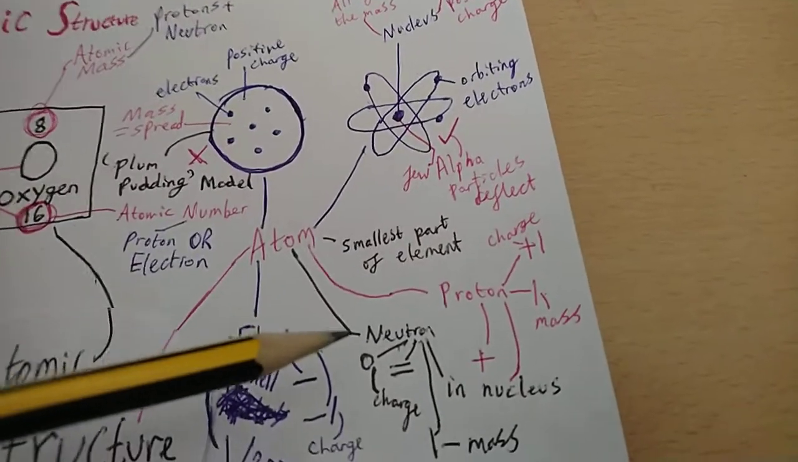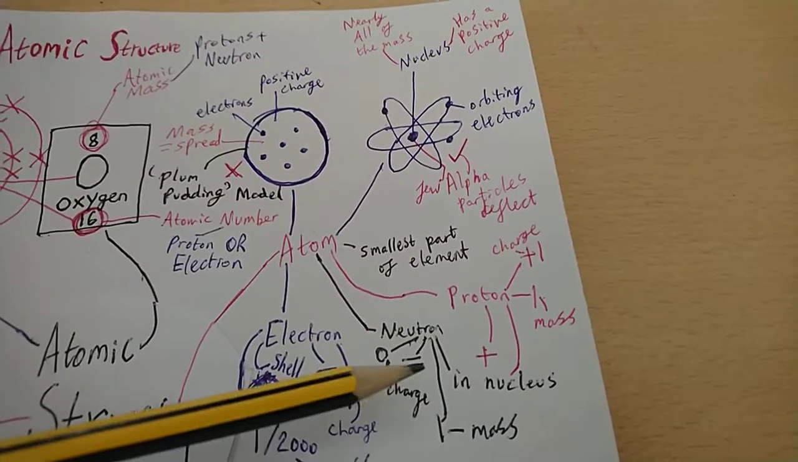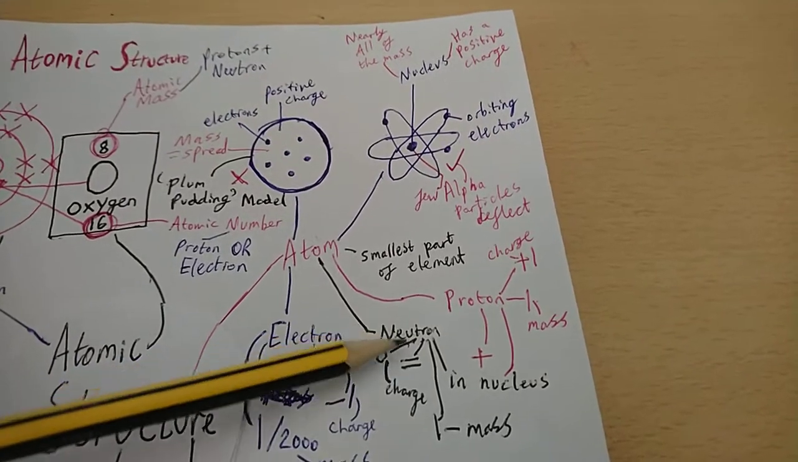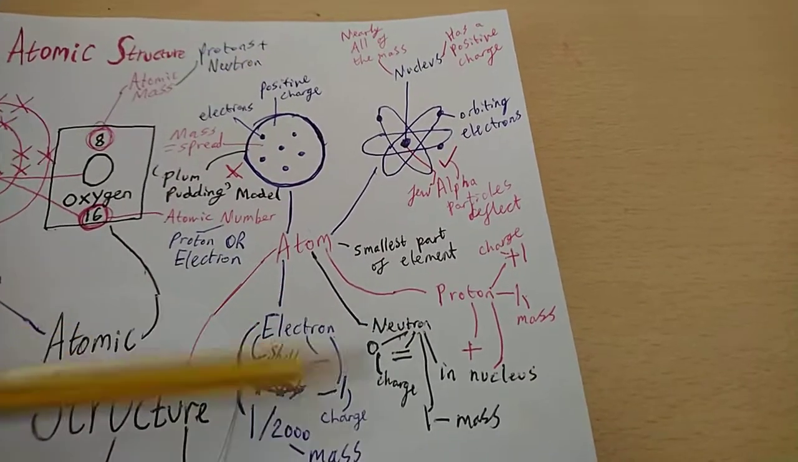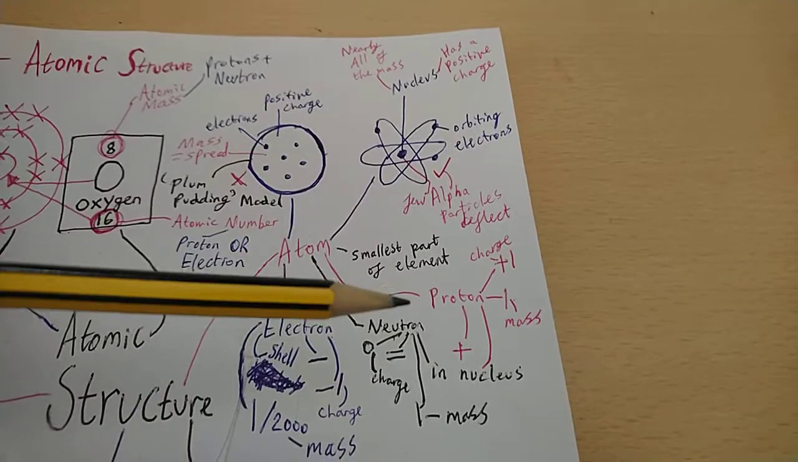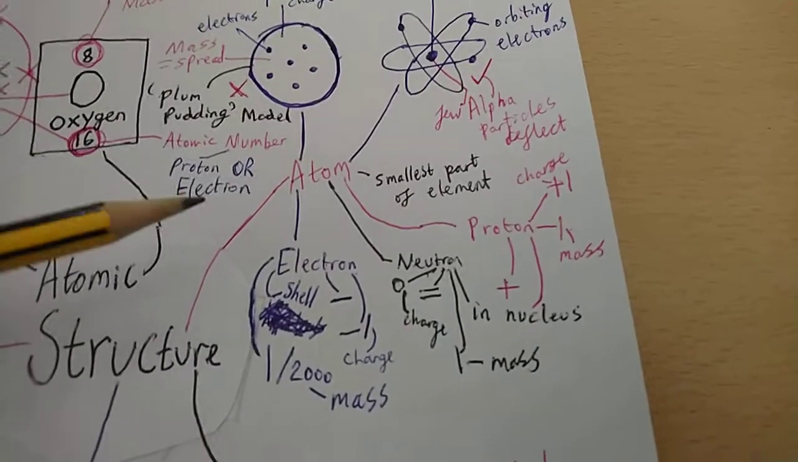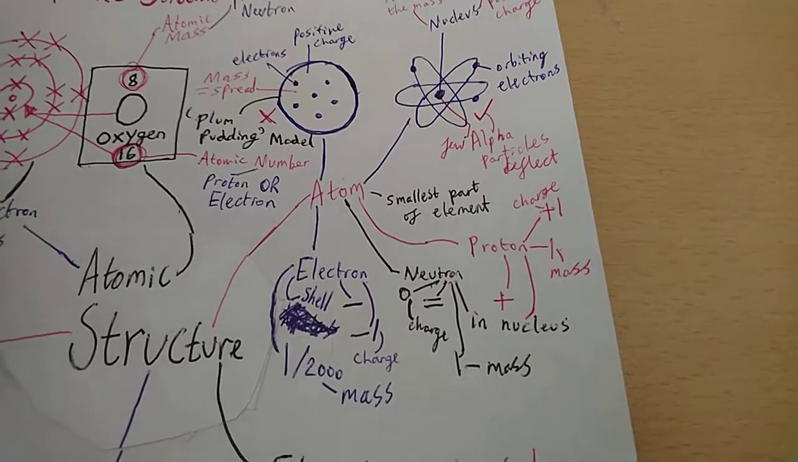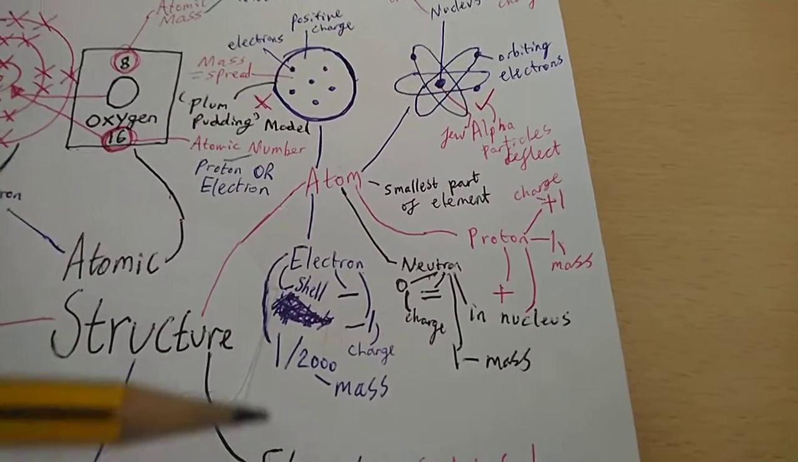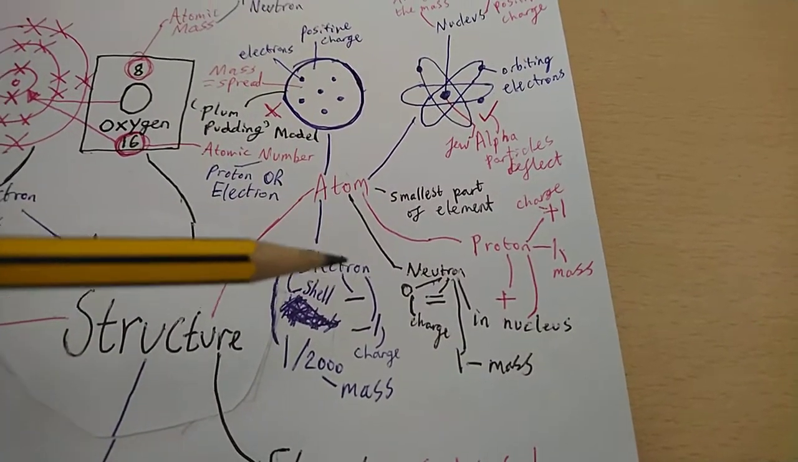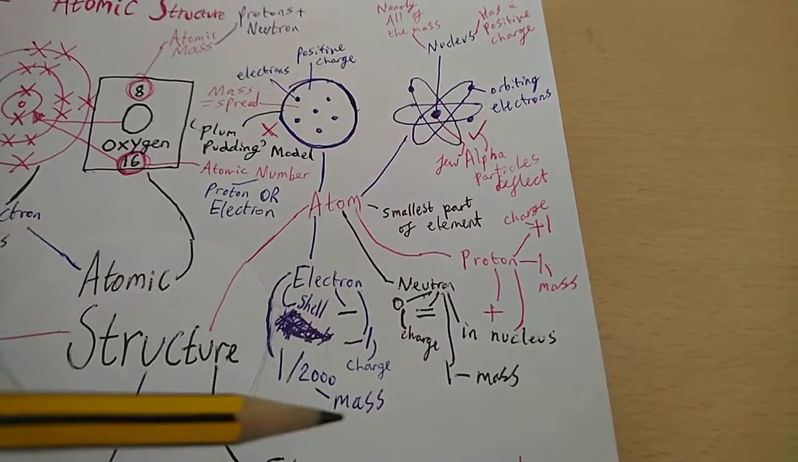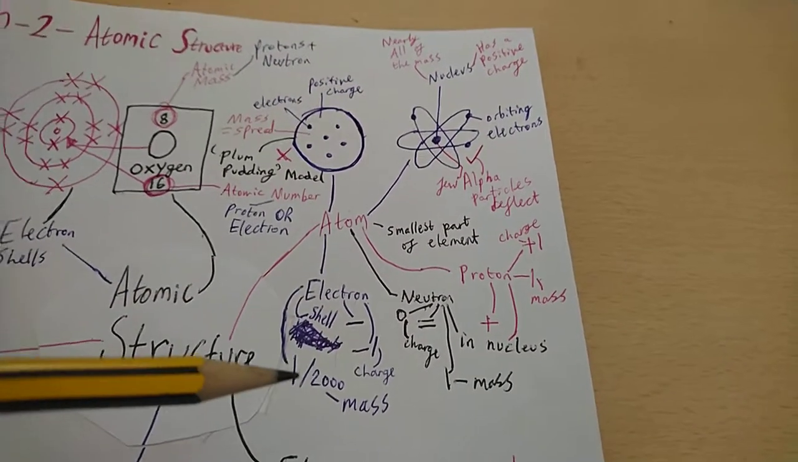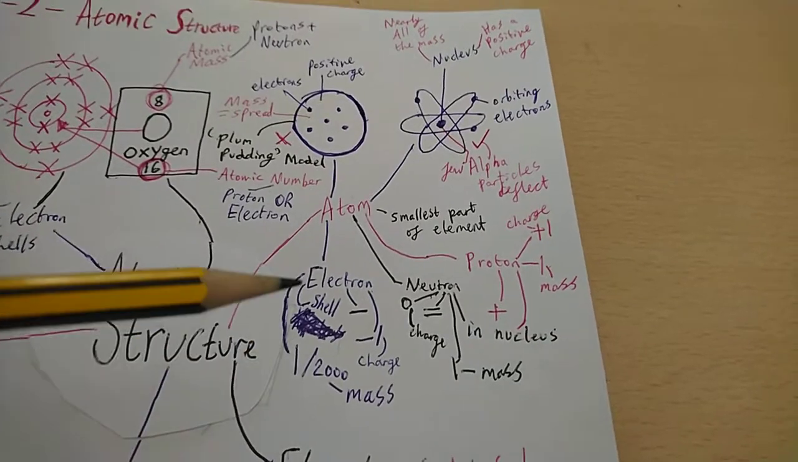The neutron is also in the nucleus, and it has a mass of 1 as well. The charge is equal. It's not up or down. It's 0. And electrons are in the electron shell of atoms, which is around the outside. They orbit. They have a negative charge, which is minus 1, but their mass is 1/2000th.